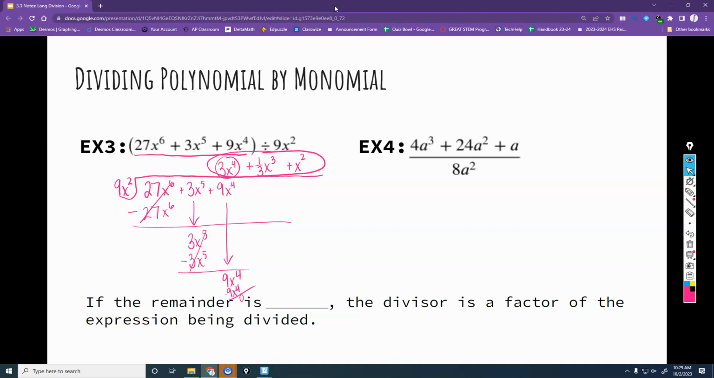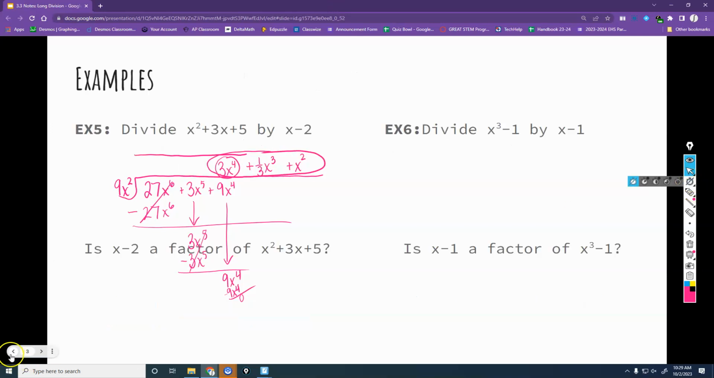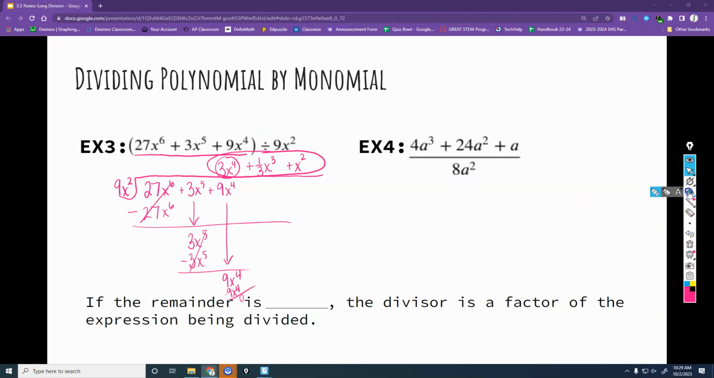All right, let's try example 4. So same thing here. Oh, goodness gracious. I've got 8a squared is going to go on the outside. I'm going to have 4a cubed plus 24a squared plus a. And I'm going to say, what number times 8a squared would give me 4? You have to have something here. So normally we're looking for whole numbers. But no whole numbers will work, so we're going to use 1/2.